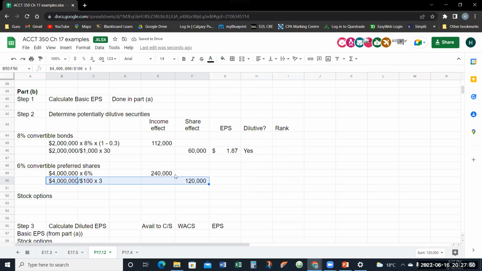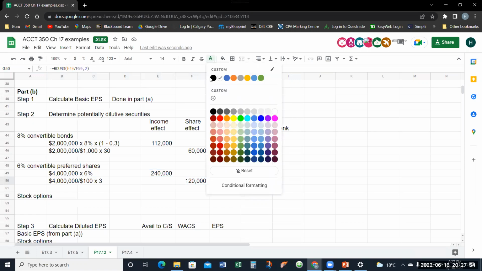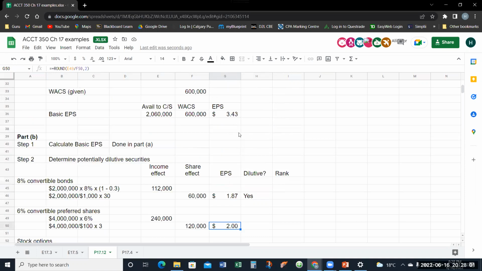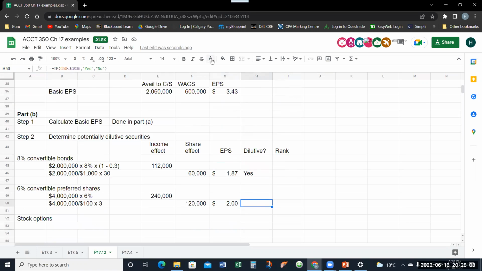And the math is pretty simple. 240,000 divided by 120,000 gives you an individual EPS of $2. Is it dilutive? Well, is $2 less than $3.43? The answer is yes, it is dilutive.